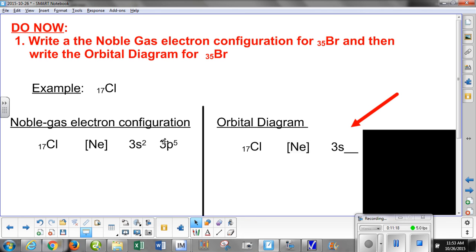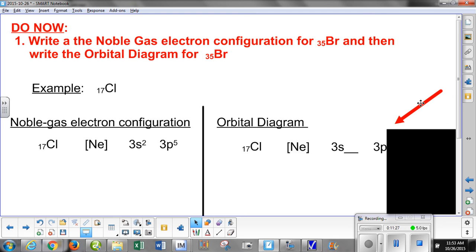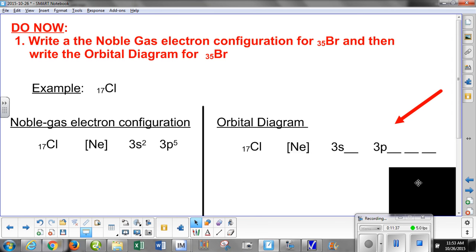Okay, and now we're going to have 3p again, only this time, instead of the exponent like we had back here, we're going to put underlines, right? So, how many underlines do we have in all p sublevels? 3, and that represents 3 orbitals. Okay? Now what you do is you go back over here, and that tells you the arrows. All right? There's my arrows.